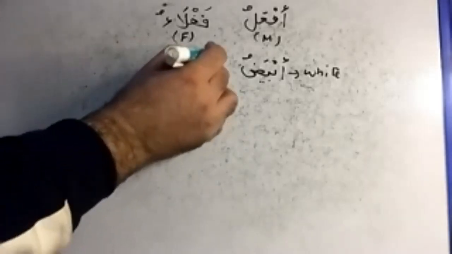All right. So we have the color abyadu, that means white, and its feminine will be baydaa'u. So this means that when I use a color with a masculine noun, I follow the pattern of af'alu. And when I have a noun which is feminine, I'll follow the pattern of fa'laa'u.